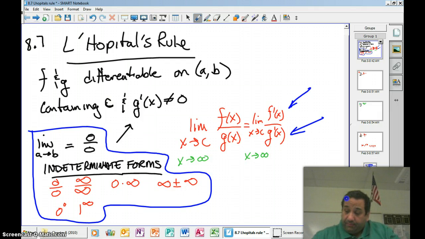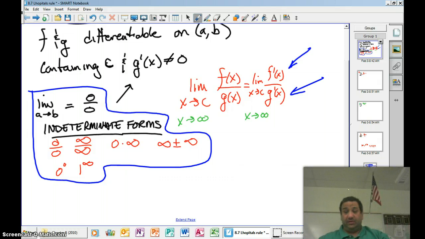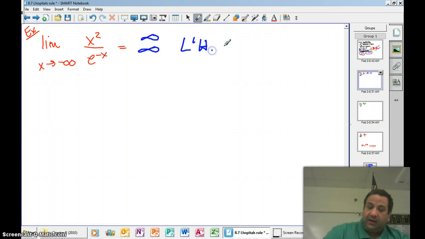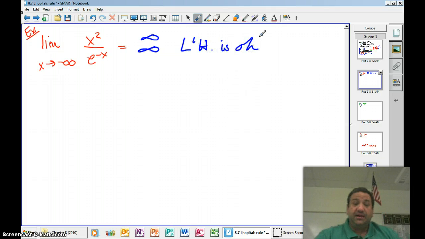Those are all indeterminate forms. So let's do a problem. Easy stuff. If I have this problem, I want to make sure I can use L'Hôpital's rule. When I put in negative infinity, I get infinity over infinity. So I get an indeterminate form, so L'Hôpital's is okay. I can use it. That's important because if it's not an indeterminate form, you can't use L'Hôpital's rule.